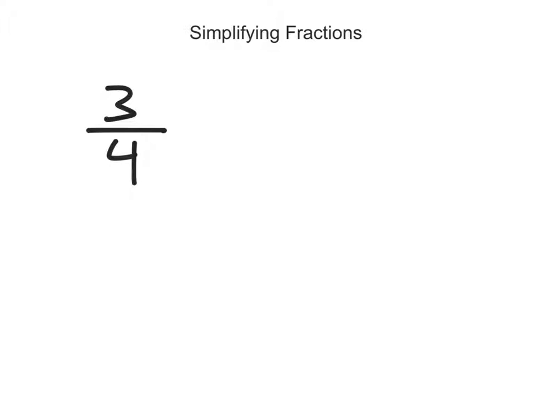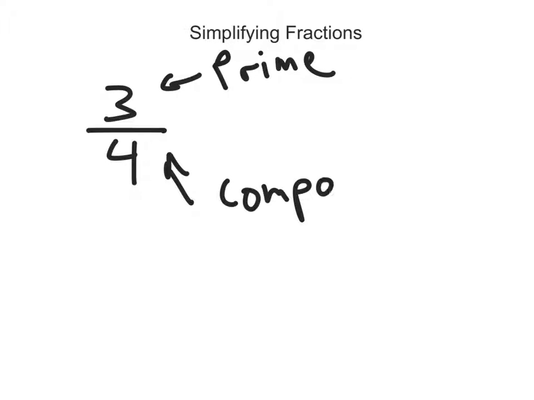Now hopefully you've noticed that 3 is in fact a prime number, and 4 is a composite. And that's important to note when we're talking about simplifying fractions. The problem here is they don't share any factors. If they shared factors, there might be some simplifying we could do. But because 3 is prime and 4 is composite and they don't share any factors, there's no simplification available.